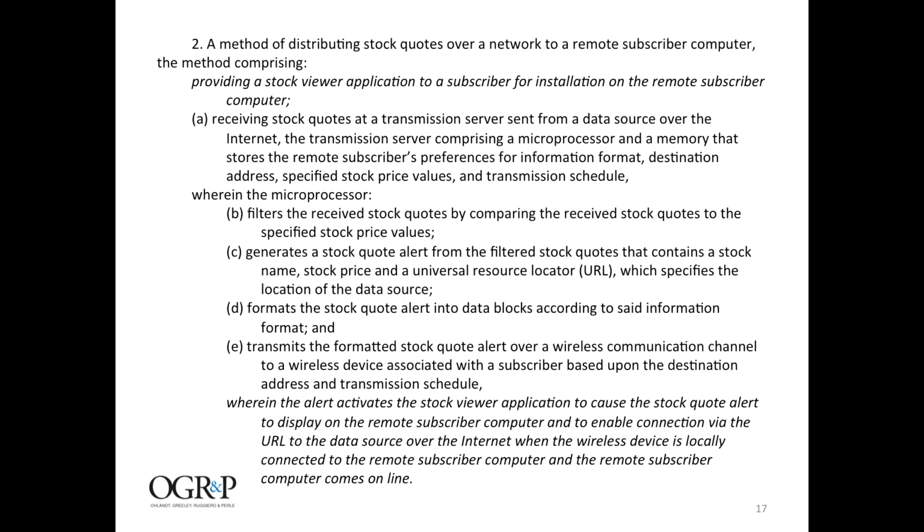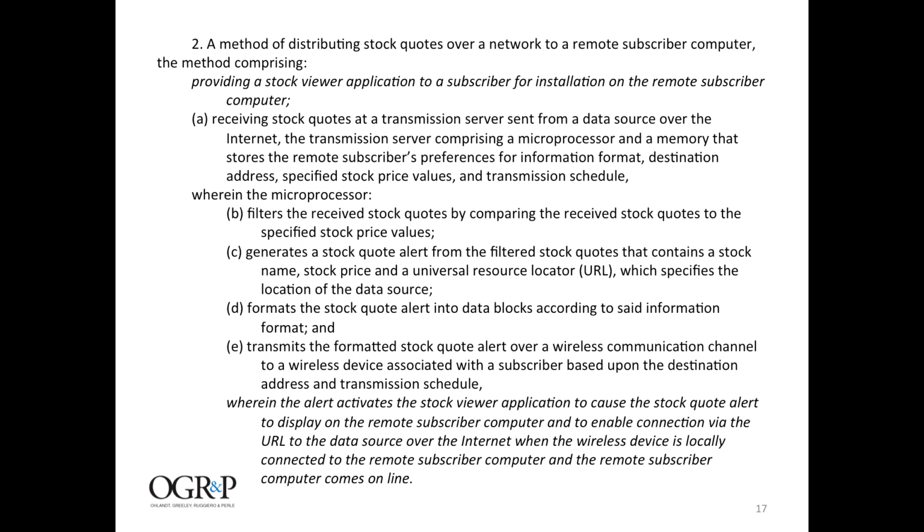And the italics read, providing a stock viewer application to a subscriber for installation on the remote subscriber computer. Okay, so that, by way of example, is providing an application to an end user who puts the application on their cell phone. And then the last, down the bottom of the claim, wherein the alert activates the stock viewer application, which is in the cell phone, to cause the stock quote alert to display on the remote subscriber computer and to enable connection via the URL to the data source over the internet when the wireless device is locally connected to the remote subscriber computer and the remote subscriber computer comes online.